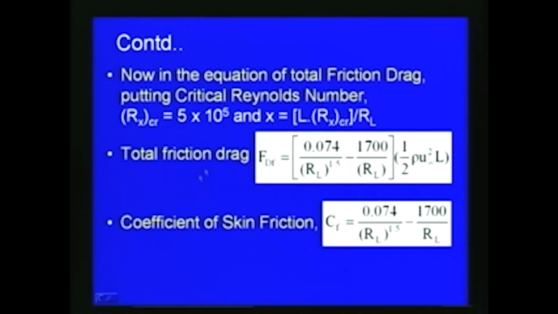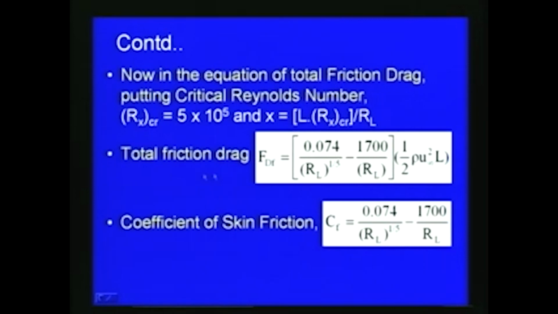So, after substituting this value of the critical Reynolds number Rx as 5 into 10 to the power 5, we get the total frictional drag as this quantity. This is the expression, and from this we can see that the friction drag is per unit width, where L is the length.